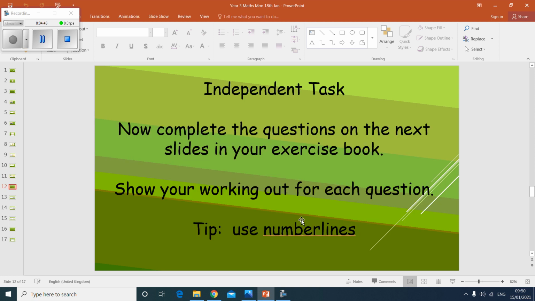So now it's almost time for your independent task. Think about how we worked out the practice questions. Complete the slides in the video, pausing while you work out the answers. Show your working out for each question. You may need to use number lines or an image.